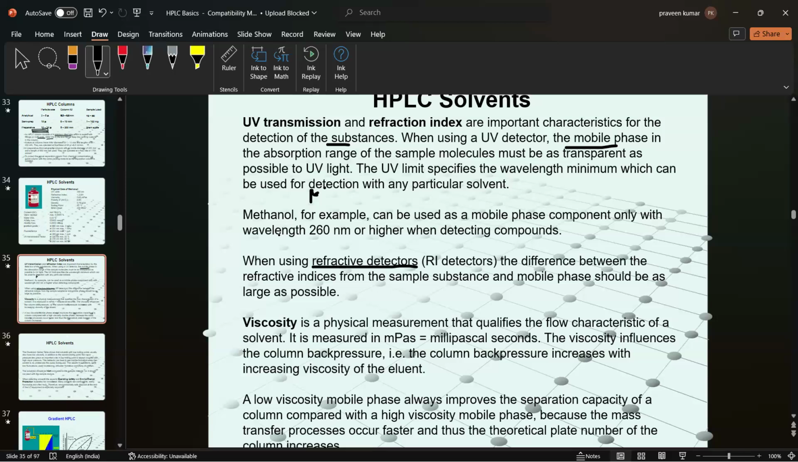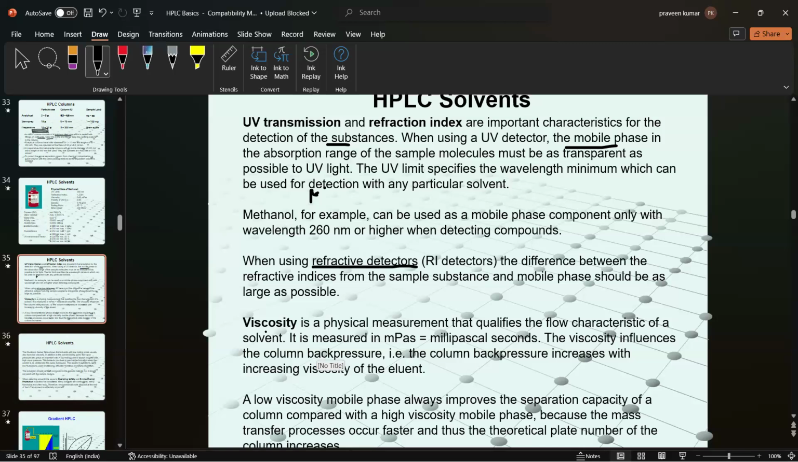Another type of detector which is used is the solute property detector. In the solute property detector, only the physical property of the solute is measured. The physical property of the mobile phase is not measured.